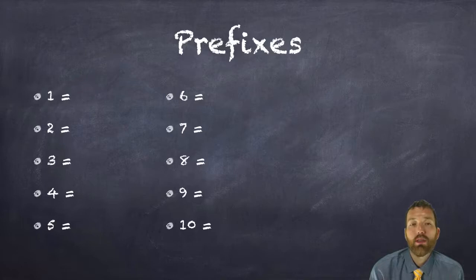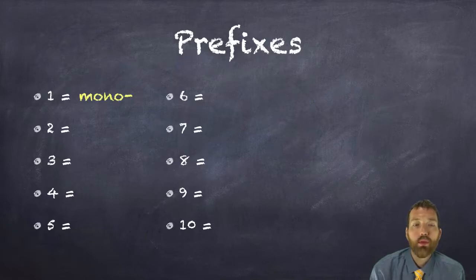The only thing is you need to know these prefixes. This isn't anywhere on your reference tables. This is just something you need to know. So write these down in your notebook and study them. A lot of them are pretty intuitive, but some of them you may need to study a little bit. So the first one, if you have one of an element, we use the prefix mono. Think monocle is like glasses with only one lens.